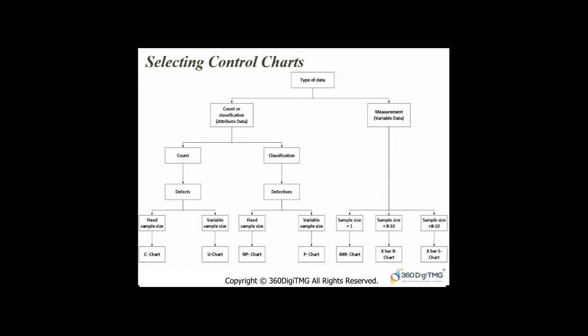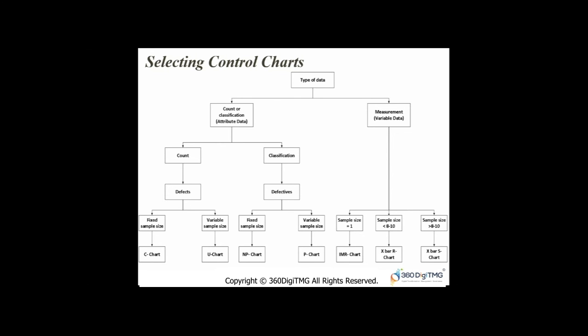categories basically, right? Within attribute data also you have two things, count data and classification data. In count data you have defects. Can I divide the defects? Can I say, here I have 1.264 defects? How can you have 0.264 defects, right? You can have 1 defect or 2 defects or 3 defects. So that is what defects are all about here.